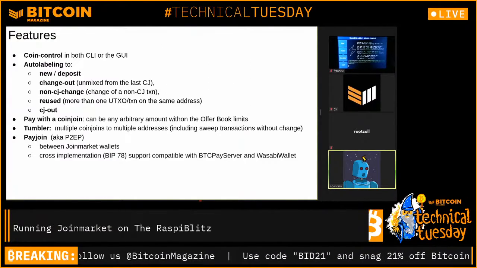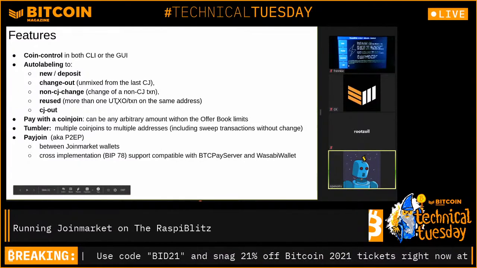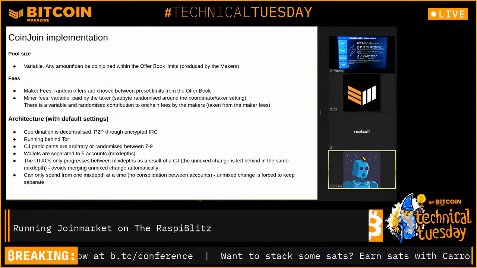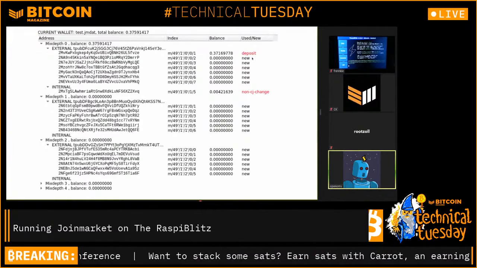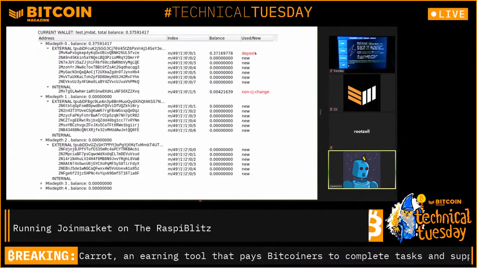Some features which are implemented in the JoinMarket wallet software are coin control, through both the command line interface and also the GUI. And also, as you could see here, there is auto labeling happening. So there are new addresses which are empty, and there will be no transaction on them. There's been a deposit address. And if I would send out the funds from here, it will be labeled as a used address.